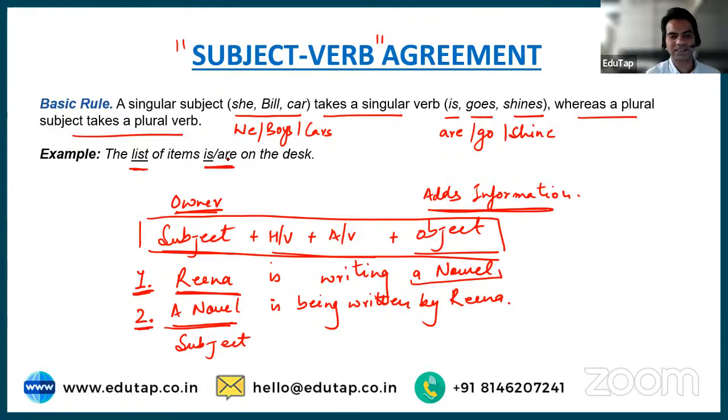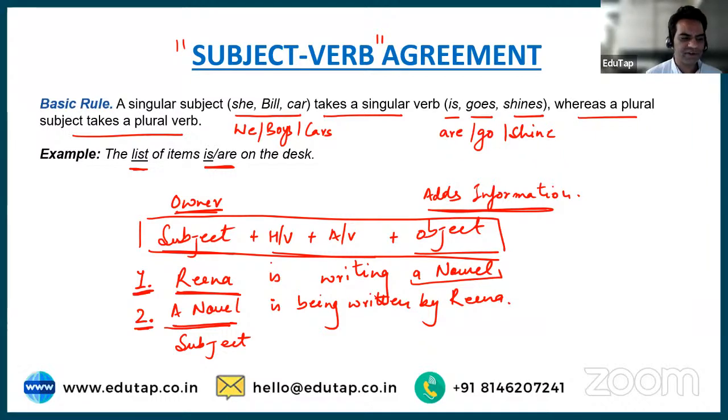Now the question is, guys, I want all of you to answer this question. Exactly, Sitanshu, to agree with its respective subject. So guys, I want you to answer this question. The list of items is on the desk or the list of items are on the desk? Yes, guys. Now, first of all, identify the subject. What is the subject of the sentence? Is it the items or is it the list?